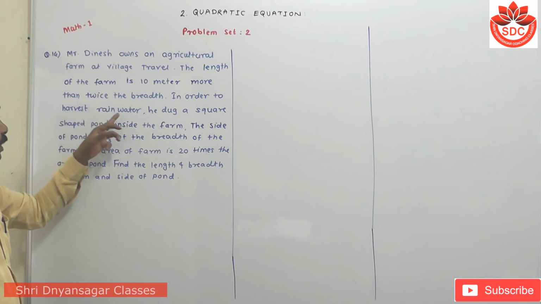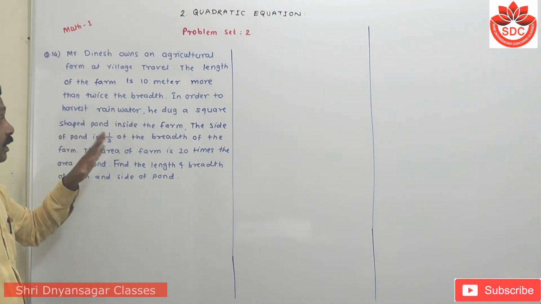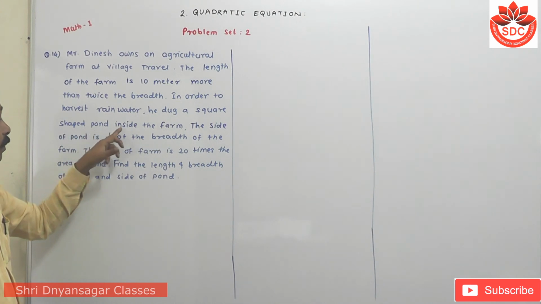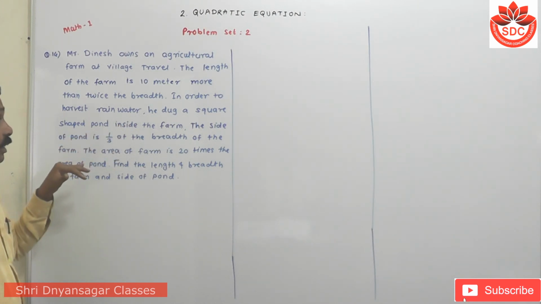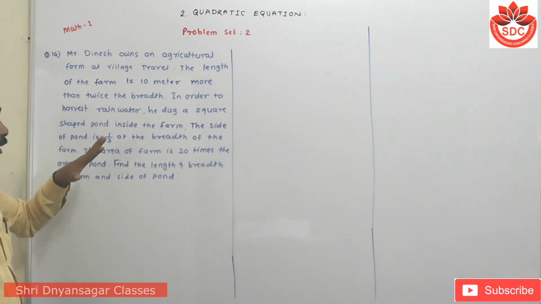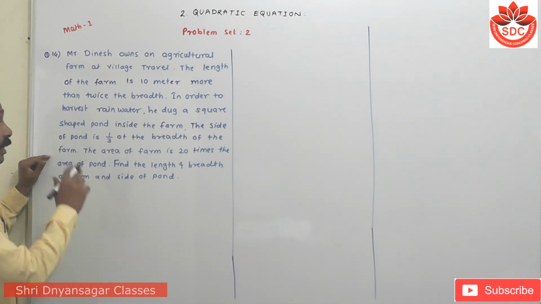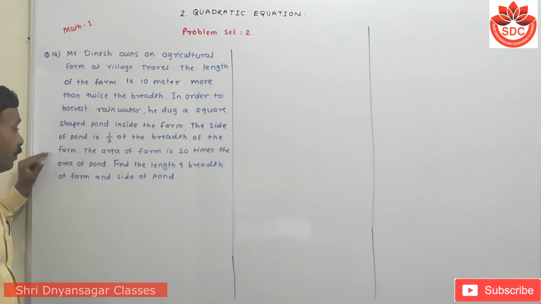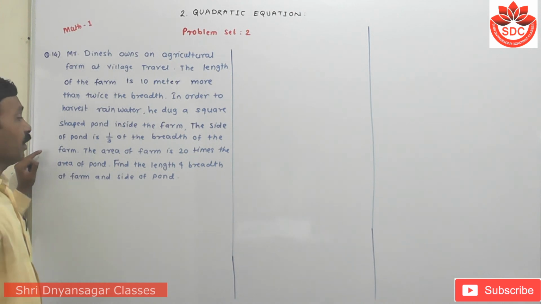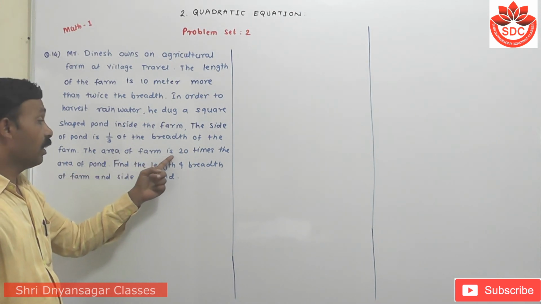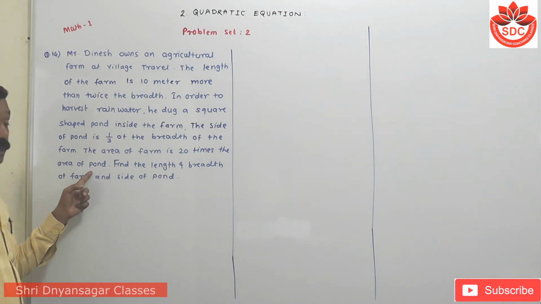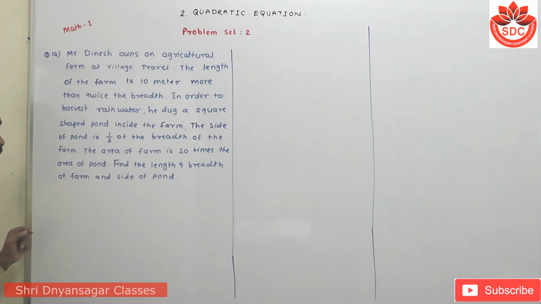In order to harvest rainwater म्हणजे पावसाचे पाणी जमा करण्यासाठी he dug a square shaped pond. म्हणजे त्याने एक pond म्हणजे square shaped pond म्हणजे खड्डे खोदले त्याने. The side of the pond is 1/3 of the breadth of the farm. म्हणजे जेवढी त्याची breadth होती म्हणजे रुंदी त्याच्या 1/3 पट pondची साइड घेतली म्हणजे बाजू घेतली. The area of the farm is म्हणजे फार्मचा एरिया हा 20 times the area of the ponds म्हणजे 20 पटीने जास्त होता. Find the length and the breadth of the farm and side of the pond.